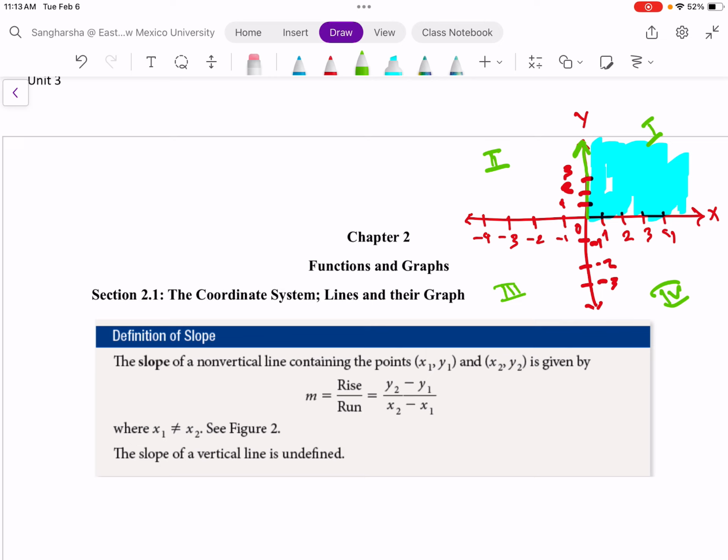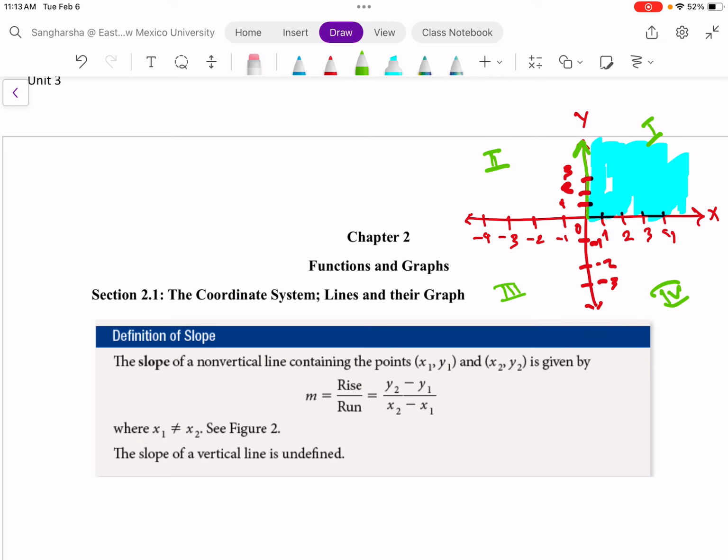Now, what kind of points can we plot on the first quadrant? What kind of point has to be there? So the point has to be positive, right? And how do we write down the position of a point? What do we use to write down the position of a point?